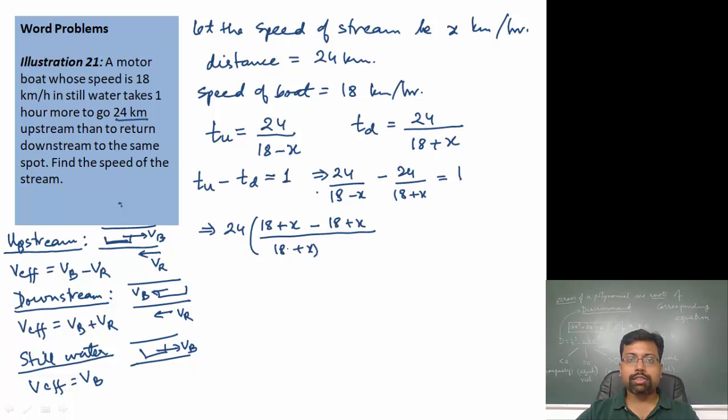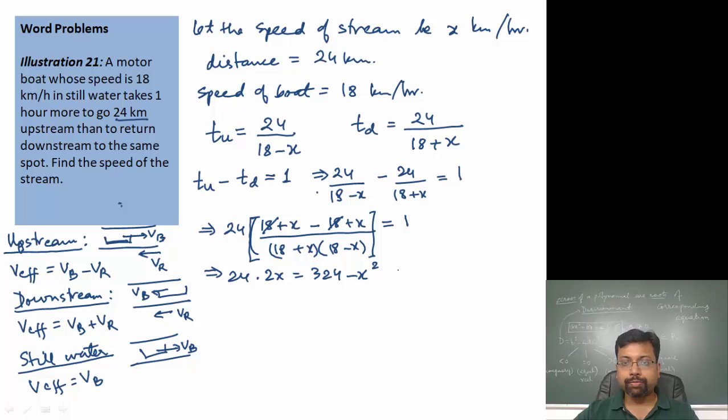18 plus x into 18 minus x. Since we have used the smaller bracket here, we'll convert it into the square bracket, and you have 1 here. So you have 24, 18 and 18 would cancel out, so you have into 2x is equal to, you take this to the other side, so this is in the form a plus b into a minus b, so 18 square is 324 minus x squared.